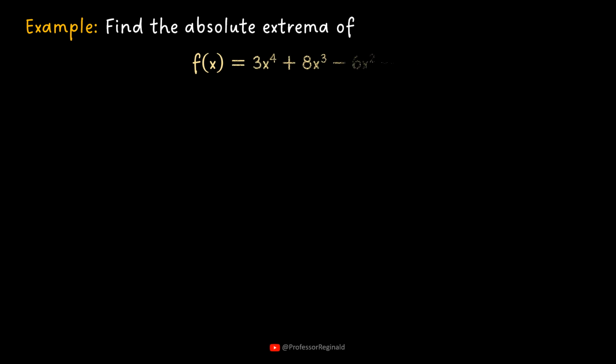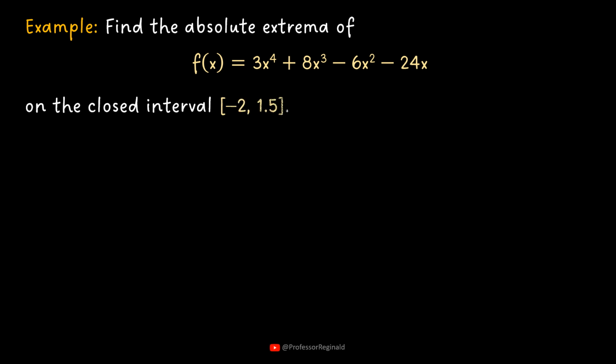Example: find the absolute extrema of the following function on the closed interval -2, 1.5. Solution. Let us first confirm that the given function is continuous on the given closed interval. Because the function is a polynomial function, then it is continuous everywhere, and in this case, it is continuous on the given closed interval.